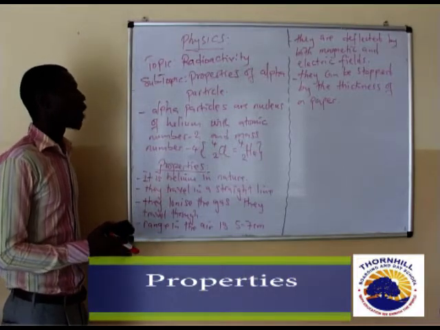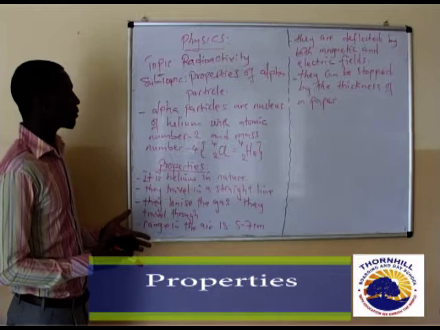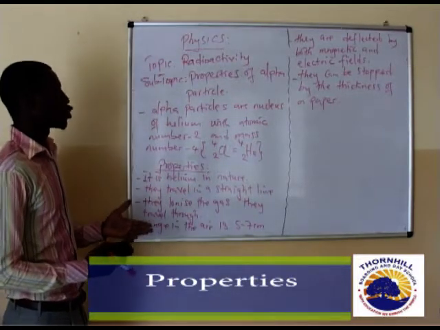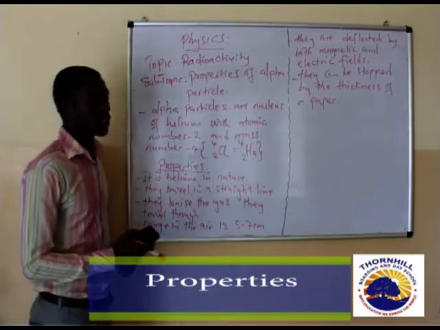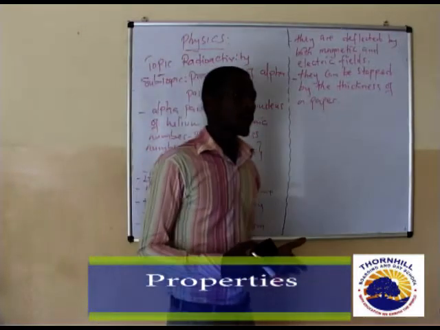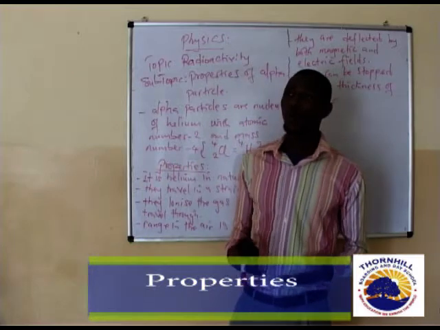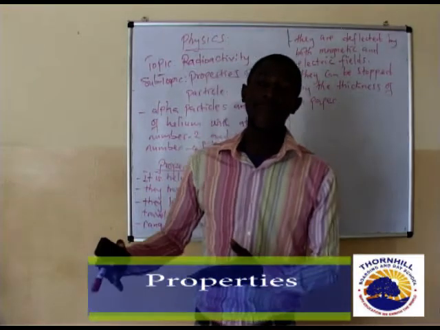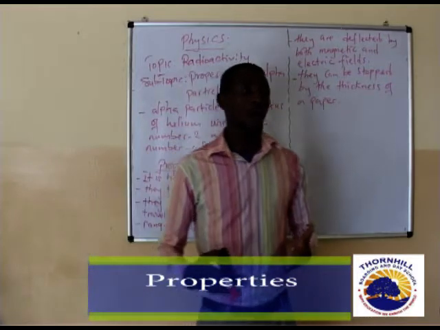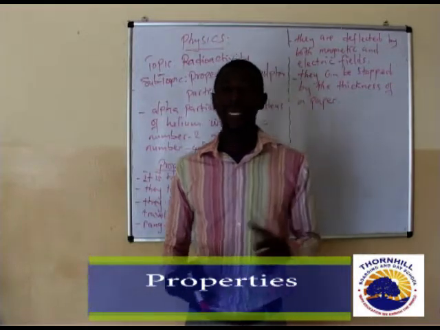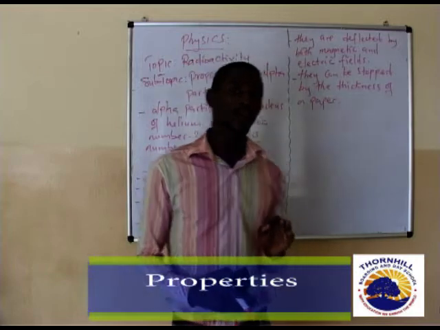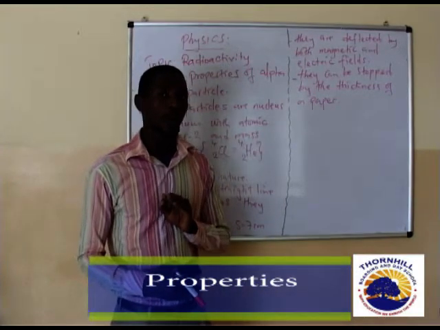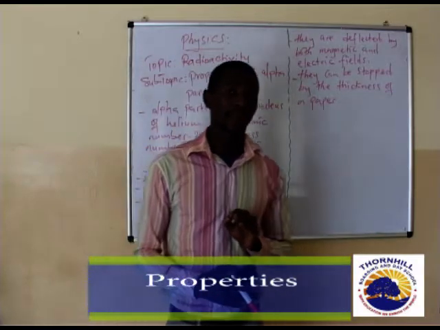Among the properties of an alpha particle, the first one says alpha particles are nuclei of helium with atomic number 2 and mass number 4. What does this mean? When you have a particle which is alpha in nature, it is usually compared to the nature of helium, because the nucleus of helium, or the atom of helium, has the mass number which is 4 and its proton number is simply 2.